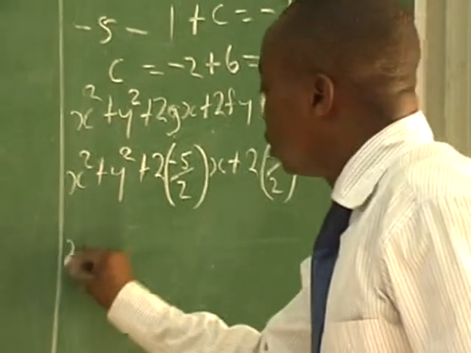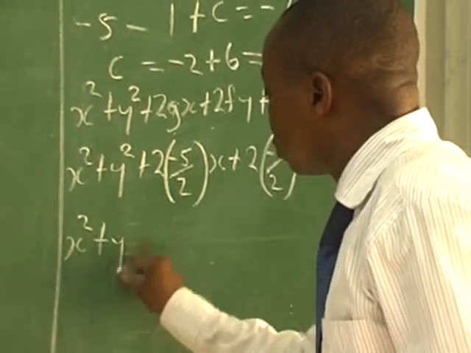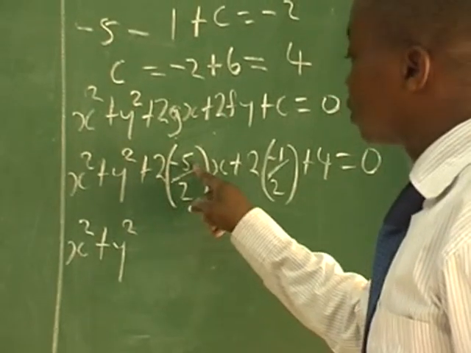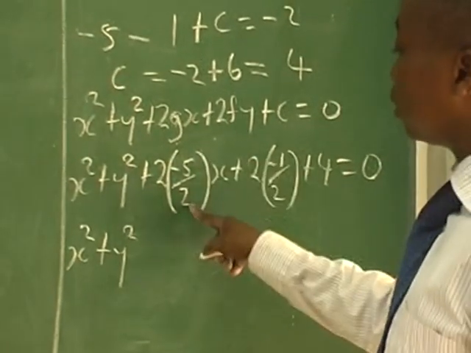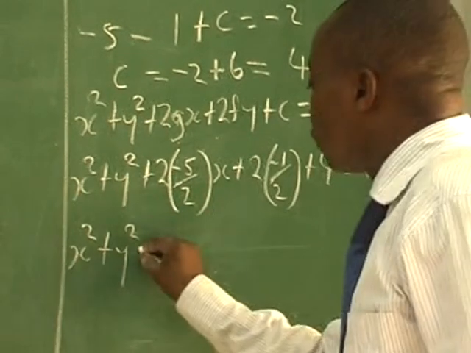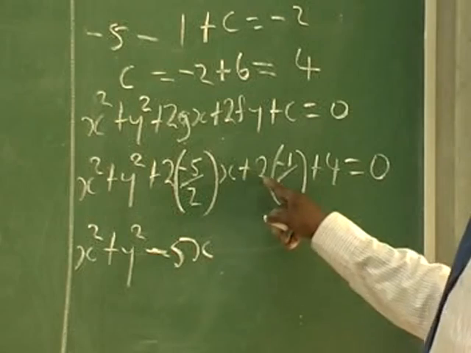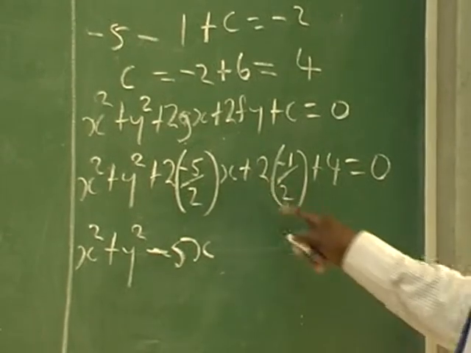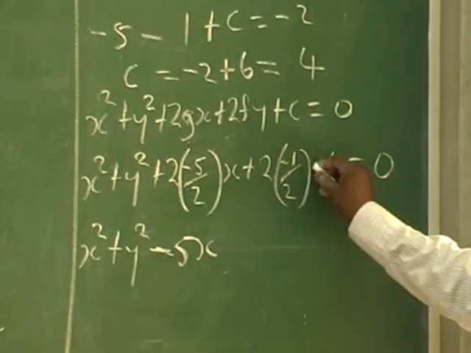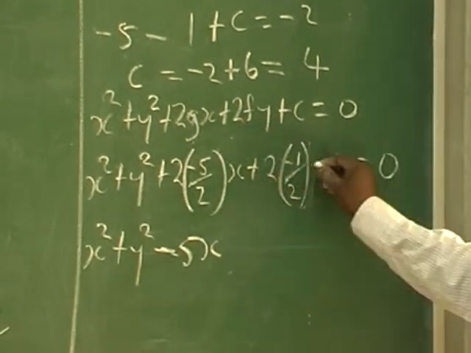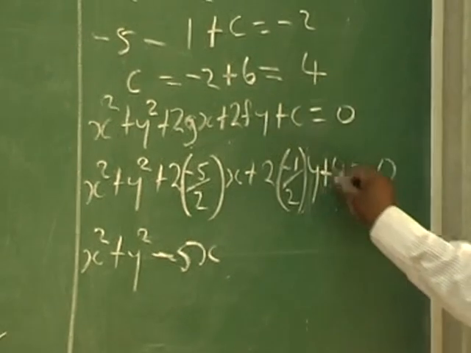So we will have x squared plus y squared. Now look at this. 2 times minus 5 is minus 10 divided by 2 is minus 5. So we have minus 5x. Now this one, remember we have 2fy, so there's y here, plus 4.